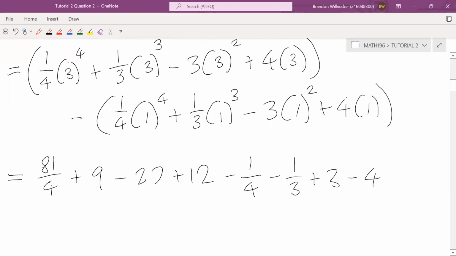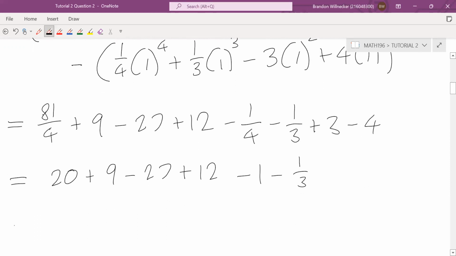Next we can just collect the fractions together. We're going to get 27 minus 27 plus 9, and then plus 3 minus 4. That's going to be 20 plus 9 minus 27 plus 12 we got there, minus 1, and then minus 1/3. I'm just collecting terms together to simplify this. So 20 plus 9, then minus 27 plus 12 minus 1. If you add all that up, we're going to get 13. And then we're still left with the minus 1/3.